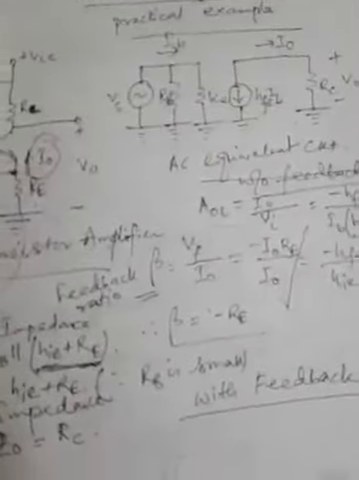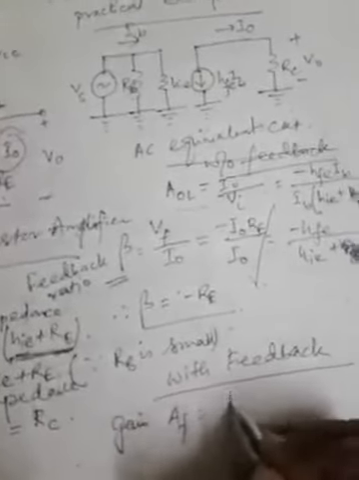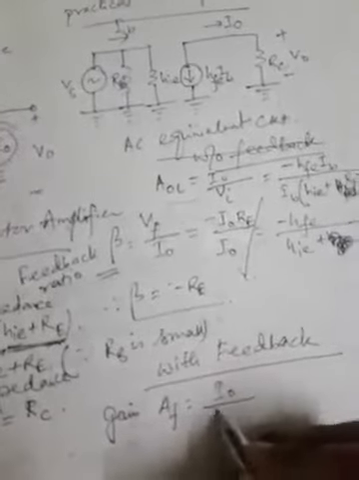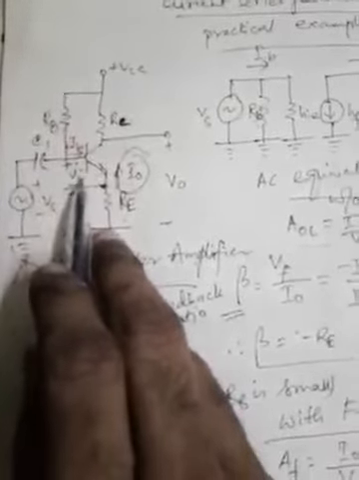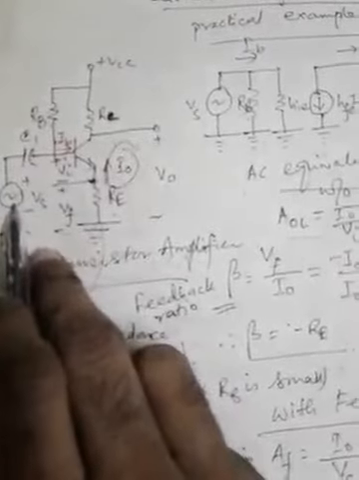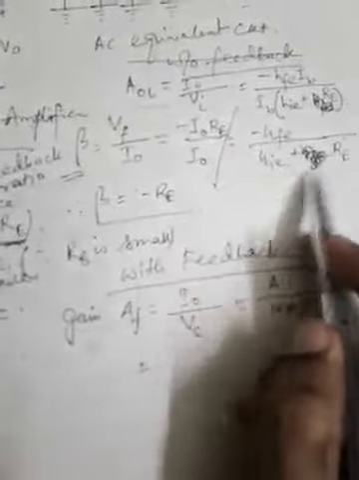Let's see that. With feedback, the gain AF is given by IO, the output, divided by the input, which is Vs, because without feedback it would be Vi, but with feedback it is Vs now, since the signal Vf is fed back to Vs. So the overall gain is IO by Vs, and the formula is A by 1 plus A beta, you know. Now what is A? We found a little while earlier, minus HFE by HIE plus RE.